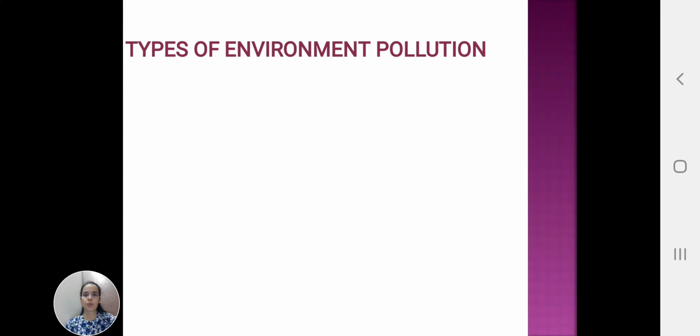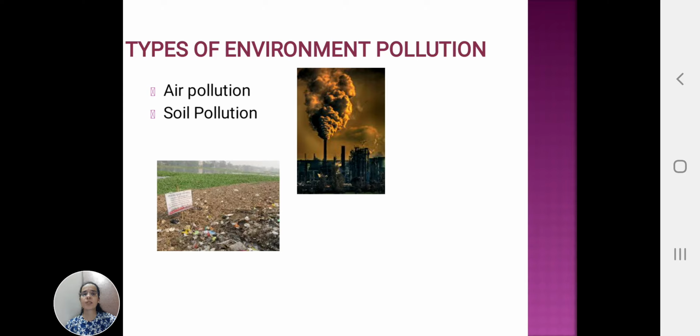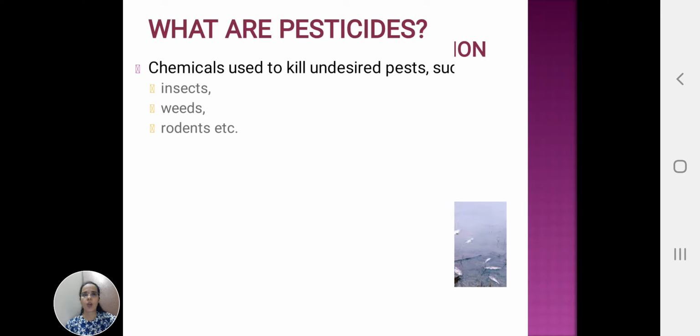Types of environmental pollution. The three major types of environmental pollution are any undesirable change in the air causing air pollution, any undesirable change in soil, soil pollution, and water pollution. All these three types of pollution are definitely being caused by the pesticides.